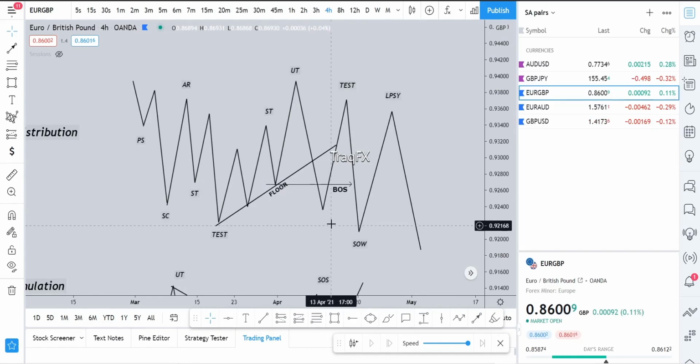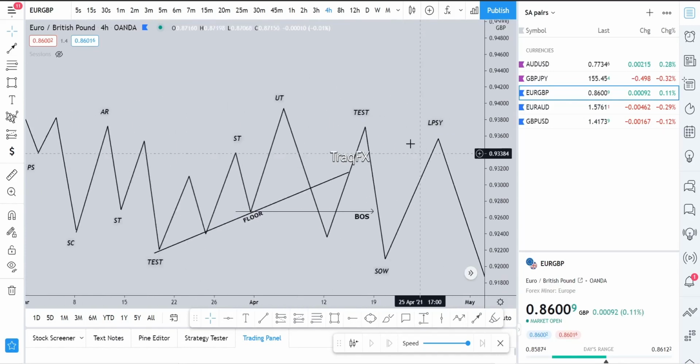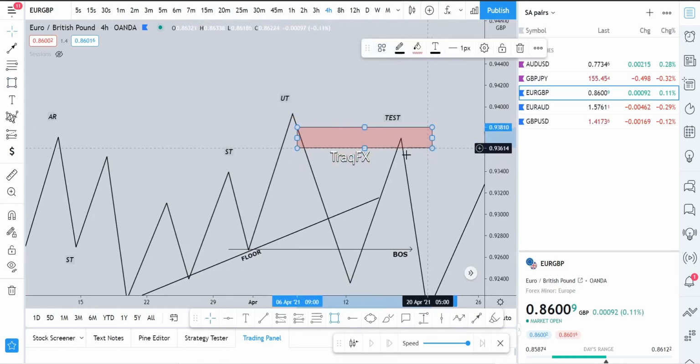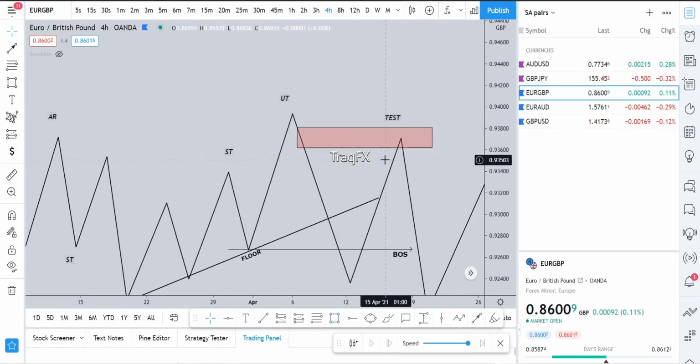If it does both of these things, then we can look for an entry at our test and last point of supply. So at our test, we want to see this expansion break through, and then we can look for an entry off our confirmations. We can look for an institutional candle around this upthrust that hasn't been mitigated.